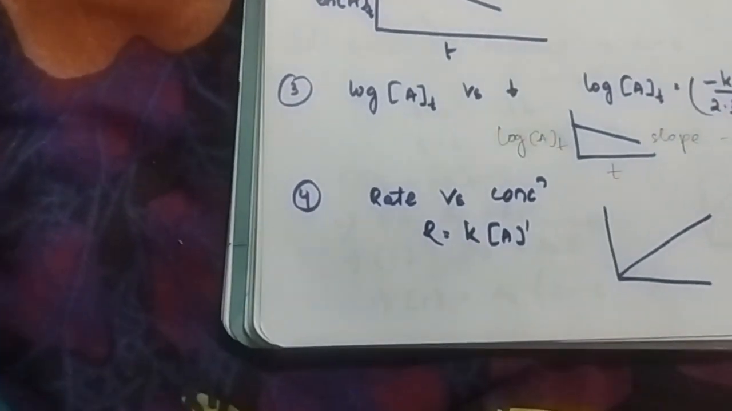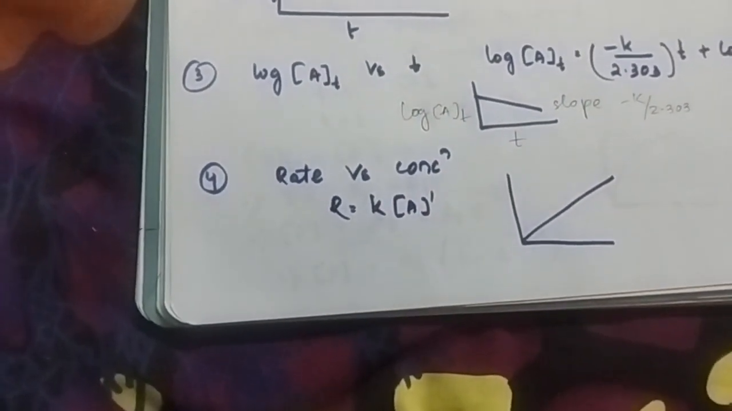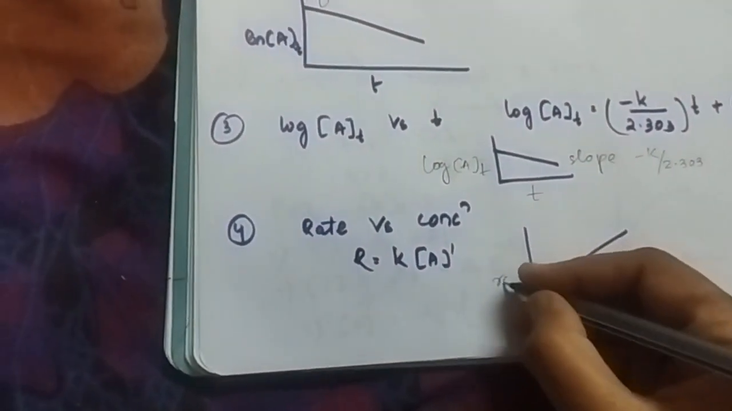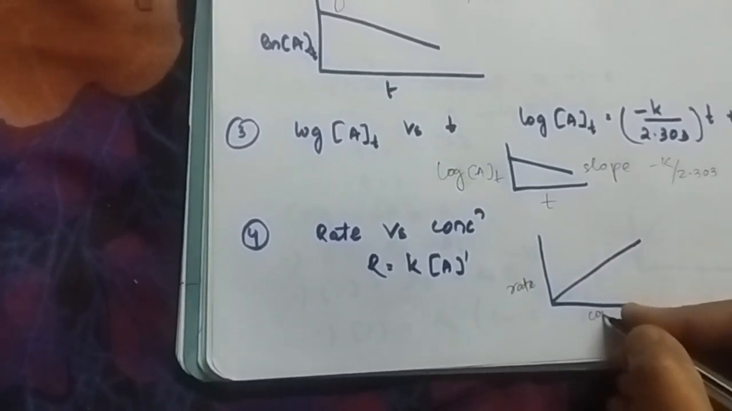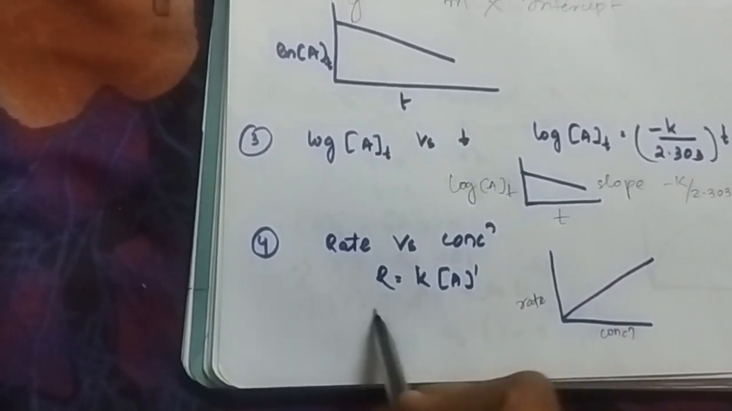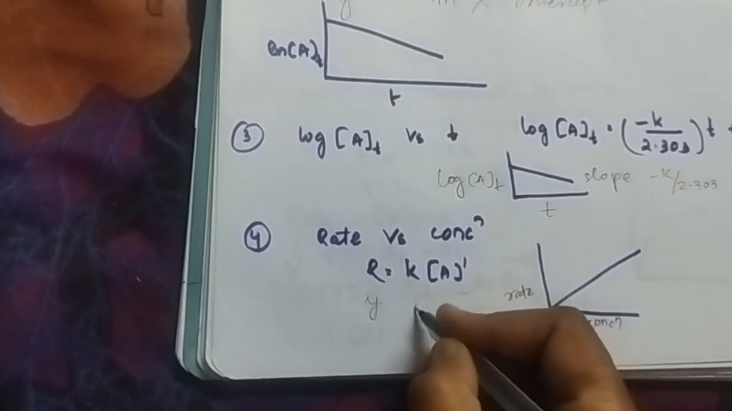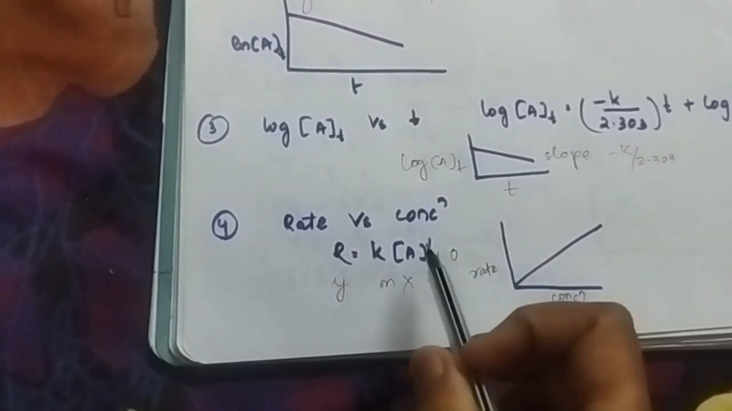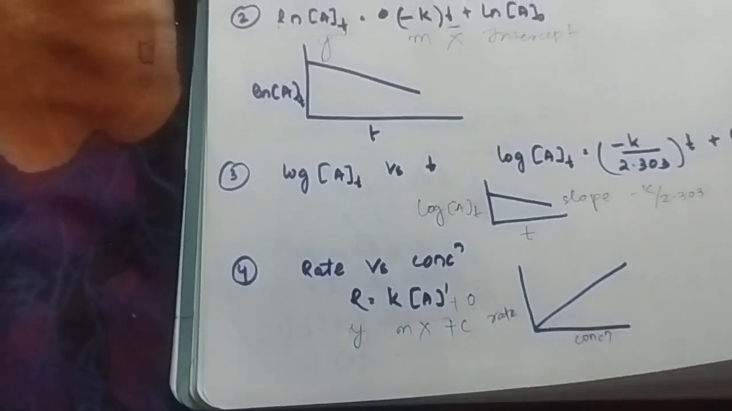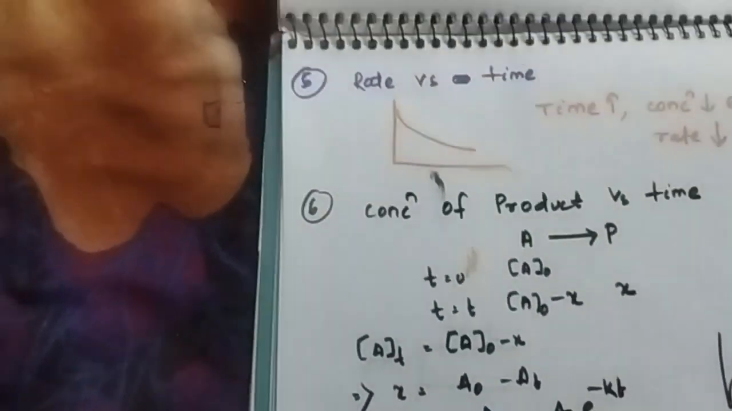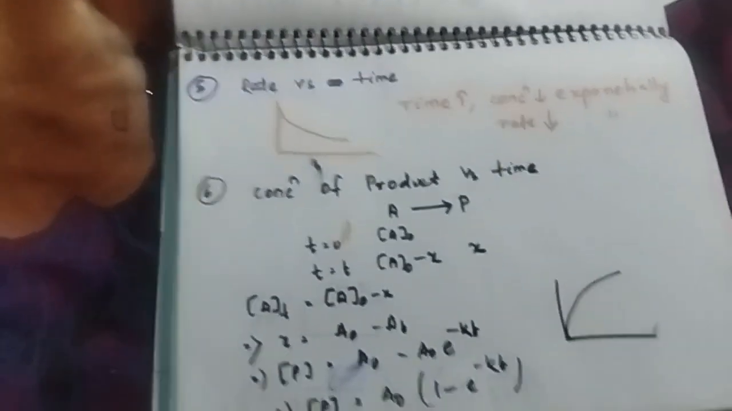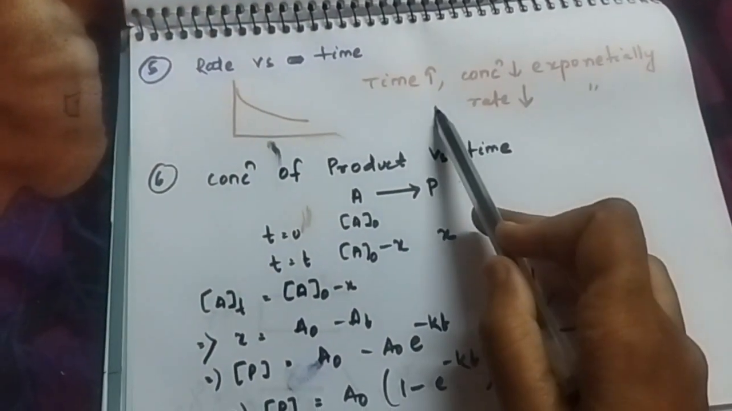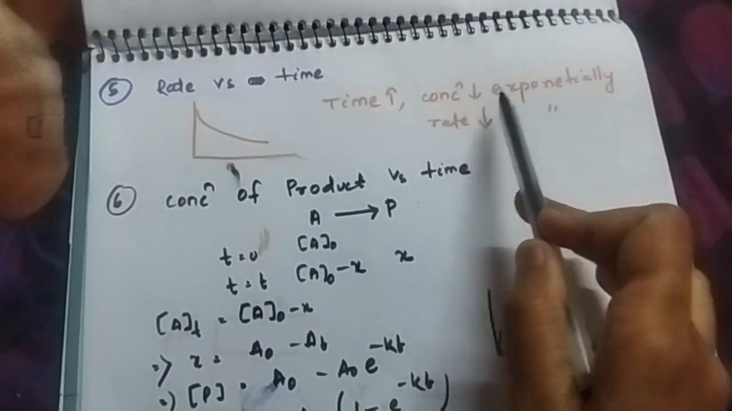And if I draw a graph between rate versus concentration for a first order reaction, I know that rate is directly proportional to the concentration of the reactant. Here the intercept is 0, and this is also a straight line equation where the intercept is 0 and the slope is equal to the rate constant. Next, if I draw a graph between rate versus time, I know that when time increases, the concentration decreases exponentially.